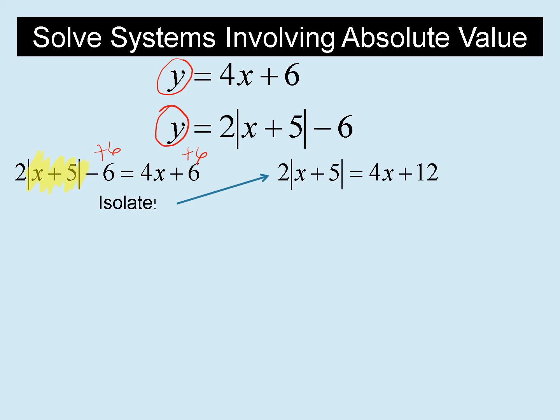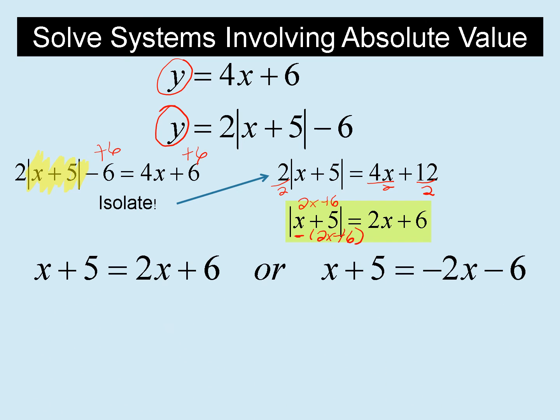That gives me 2 times the absolute value of x plus 5 equals 4x plus 12. I then am going to divide each term by 2. When I do that, I have absolute value of x plus 5 equals 2x plus 6. So if we remember from 3.2, that means that the inside can be 2x plus 6, or it could be the opposite of 2x plus 6.